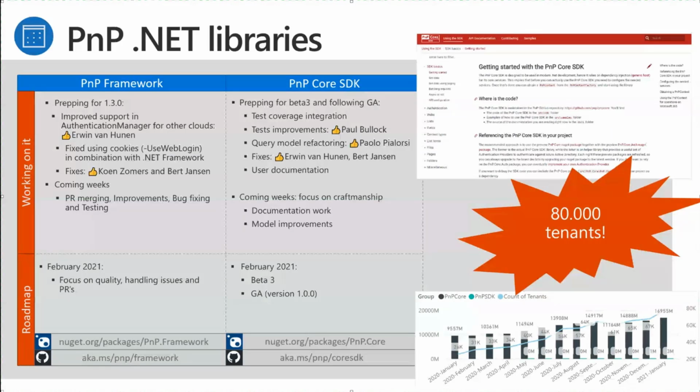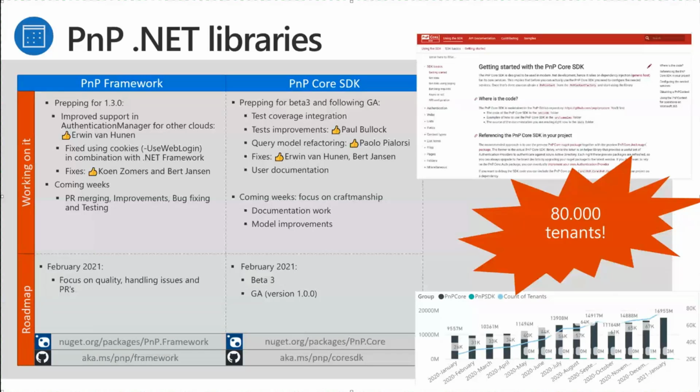Now, in the PnP .NET space, what happened for PnP Framework? We shipped 1.2 as mentioned. We're now prepping 1.3. There will be some improvements around Authentication Manager for other clouds. Essentially, if you are using a government cloud, we had some issues with Graph calls. We're using the wrong endpoints. So we're now standardizing that work. We should be able to get things working, both PnP Framework and PnP PowerShell, on other cloud environments.